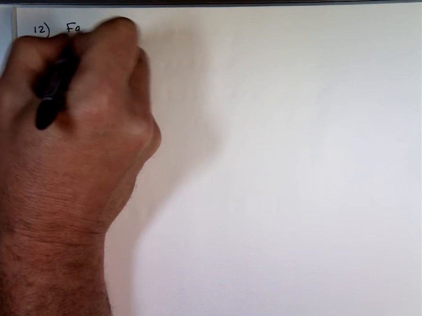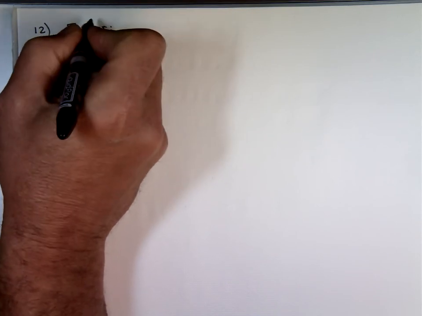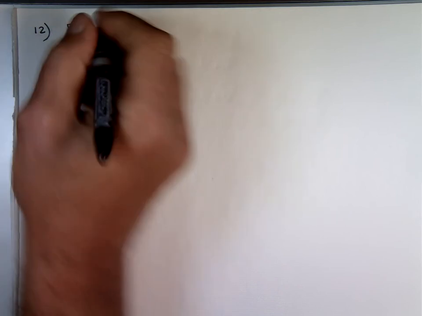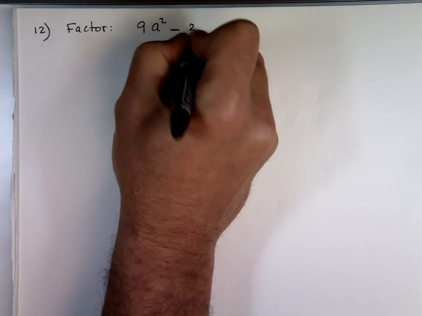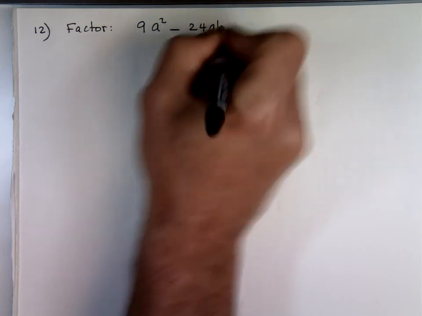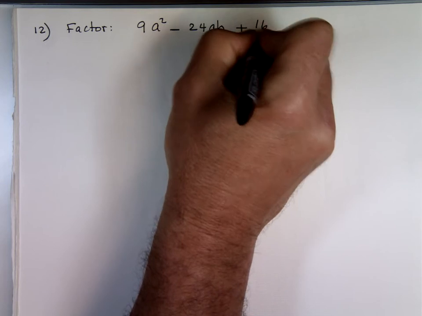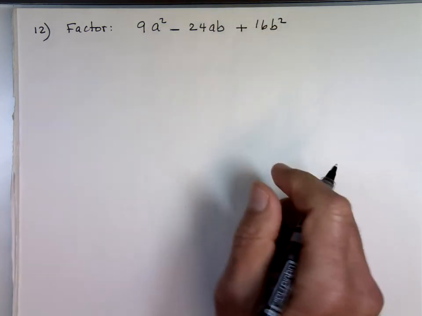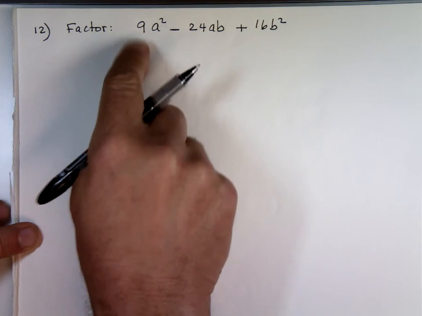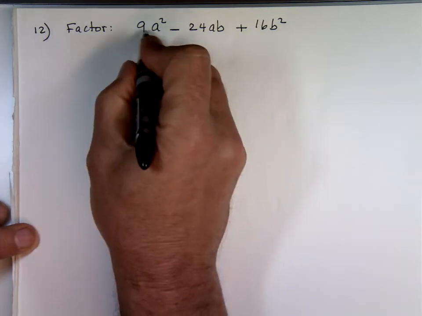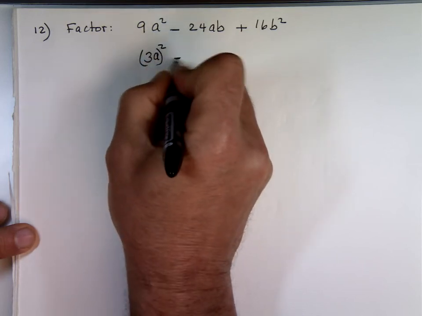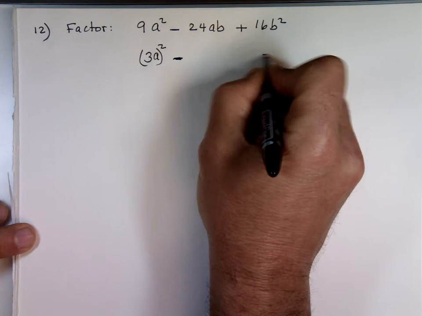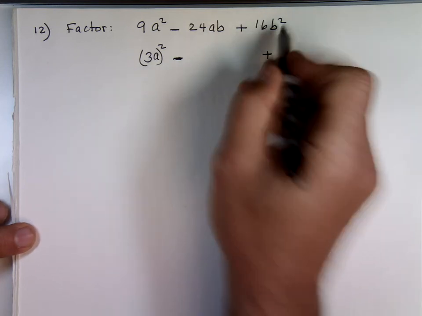Factor if possible. 9a squared minus 24ab plus 16b squared. Notice I can write the 9a squared as 3a, the whole thing squared. And the 16b squared, I can write that 4b, the whole thing squared.